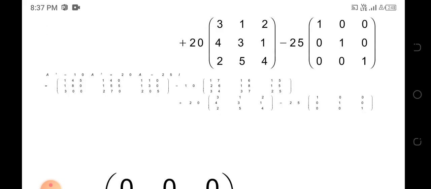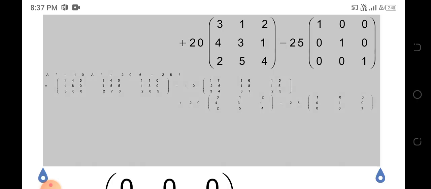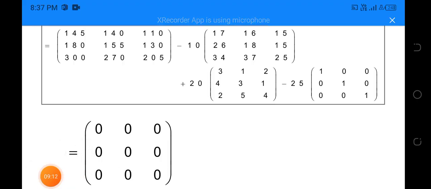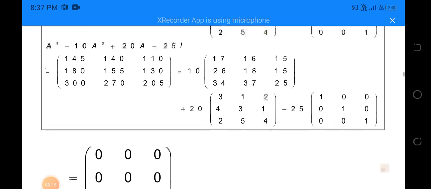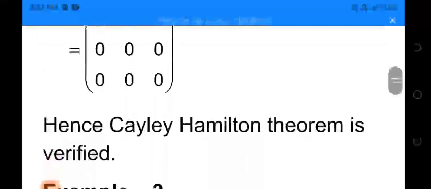Finally, you are getting the value as 0 0 0. So after the calculation of all the values, you are getting the value as 0 0 0. So hence the Cayley-Hamilton theorem is verified here.